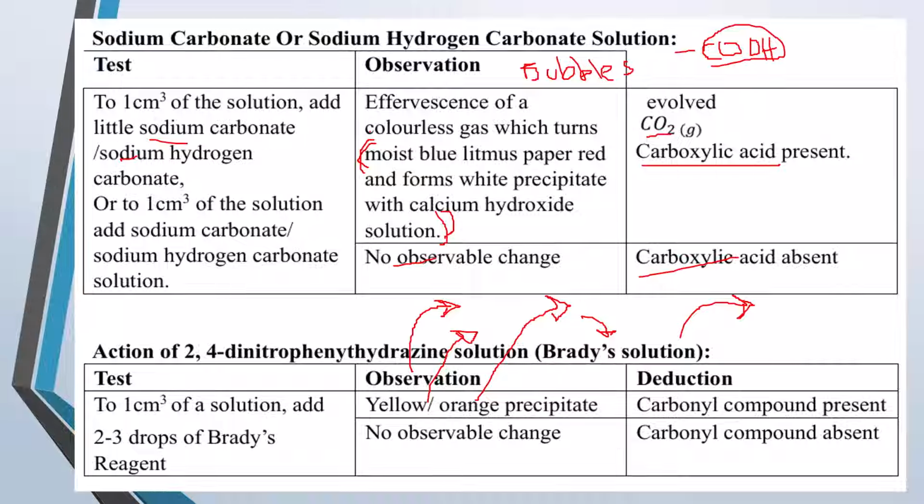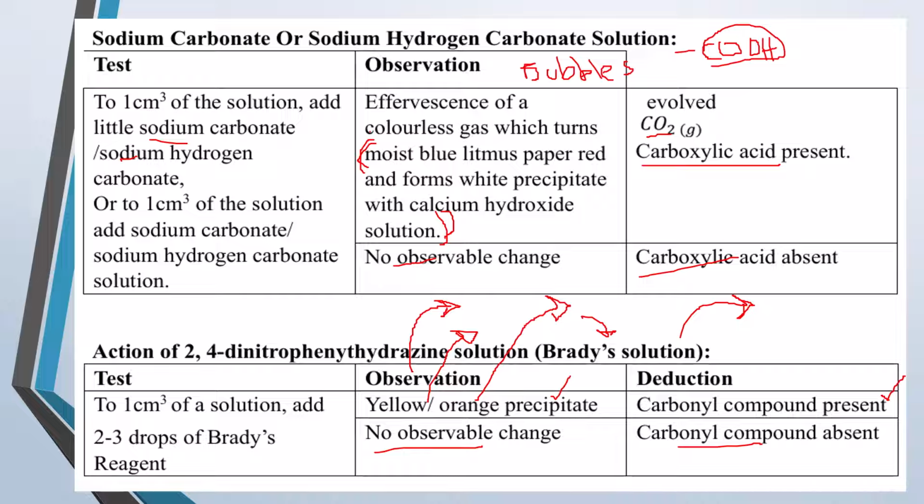So the deduction for that is going to be: carbonyl compound present. If you have got a yellow precipitate, you say aliphatic carbonyl compound present. If you get an orange precipitate, you say aromatic carbonyl compound present. So you may squeeze that somewhere. Now, if you don't get any of the precipitates, you simply say that there is no observable change, and therefore carbonyl compounds are absent. And carbonyl compounds here, we're talking about ketones and aldehydes.